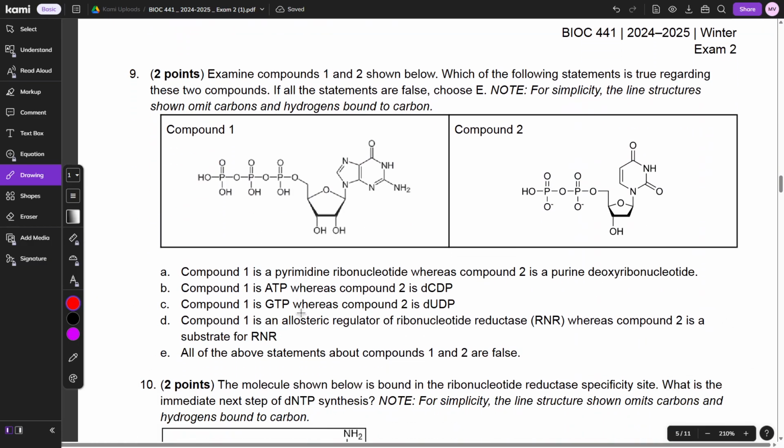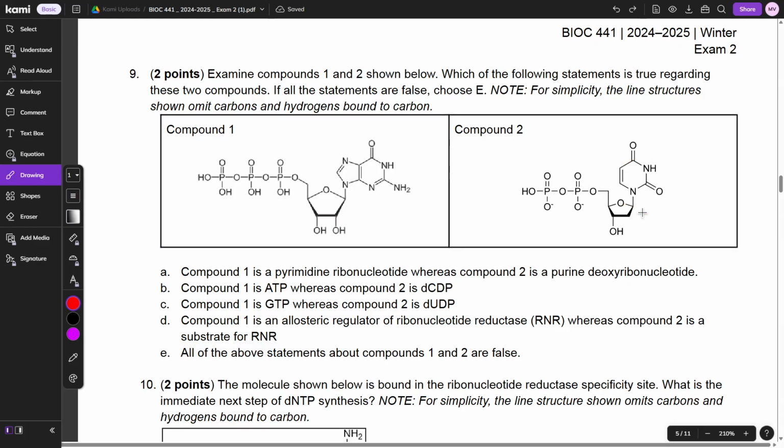Okay. Examine compounds 1 and 2 below. These are 3 points. Please do not get these wrong. Leon, I'm looking at you. Okay. So compound 1 is a pyrimidine. Well, I don't know about you, but that is not a pyrimidine. What's the actual nucleotide? Guanine, yes, thank you. It is guanine.